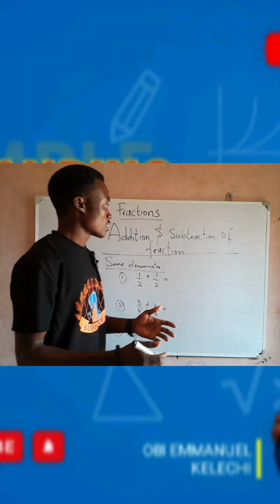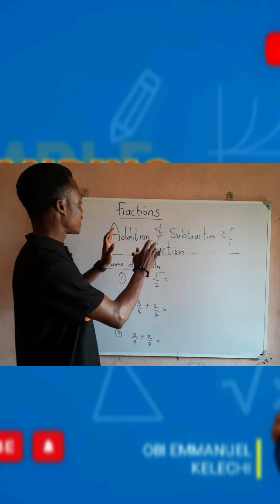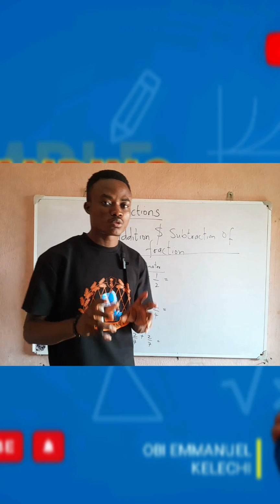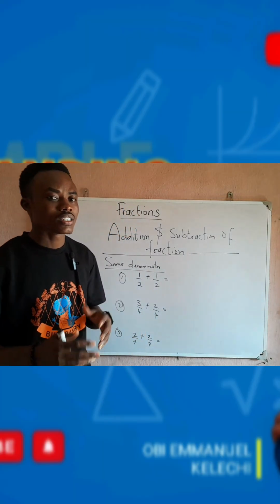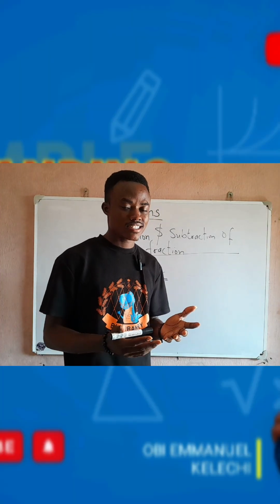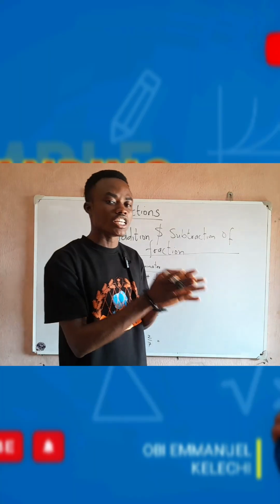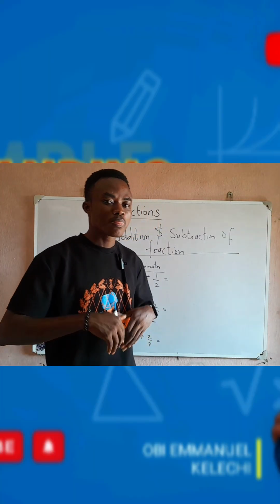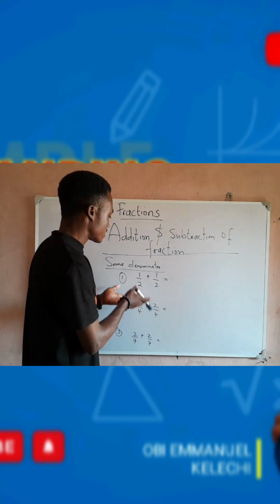Previously, we were talking about the types of fractions we have. So now we're going to be talking about how to add and subtract fractions. In adding and subtracting of fractions, we have two kinds. There's one of the same denominator and there is one of different denominator. So I'm going to start with the same denominator.